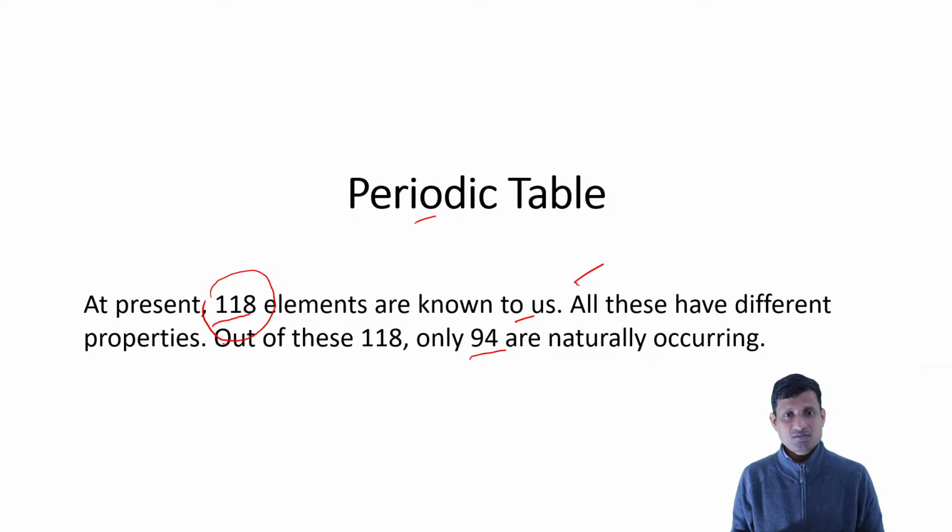Before going to the modern periodic table, we will learn briefly about the history or background, how the periodic table developed and how it got to its present form. It starts with Döbereiner. Basically, early attempts at classification were made.